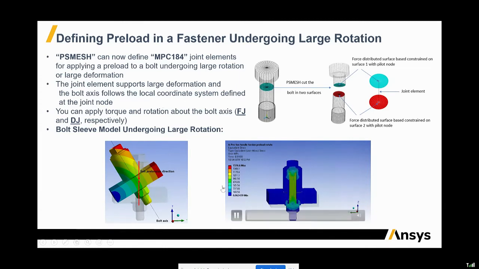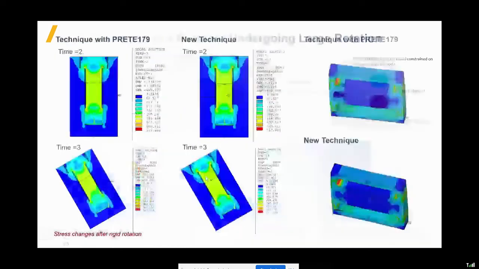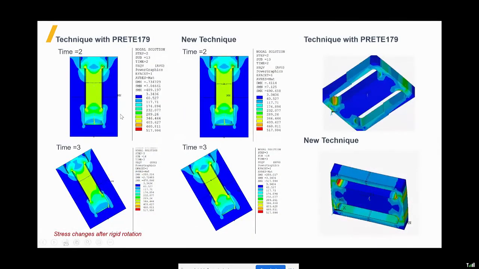Oh, there's an animation here, so you can kind of see it. There it goes rotating. So they put the preload on, and then it rotates, and it doesn't get all funky. In the past, when it rotated, all those contours would change, but the pretension stays the same as it rotates. And here's some more examples.